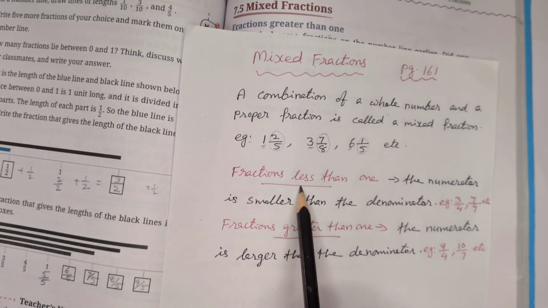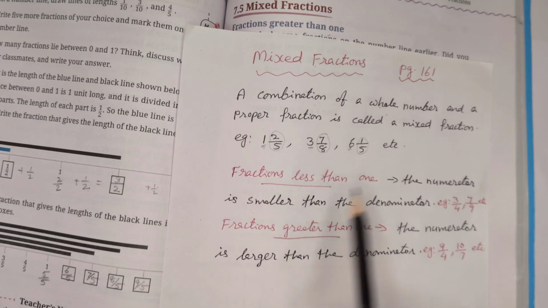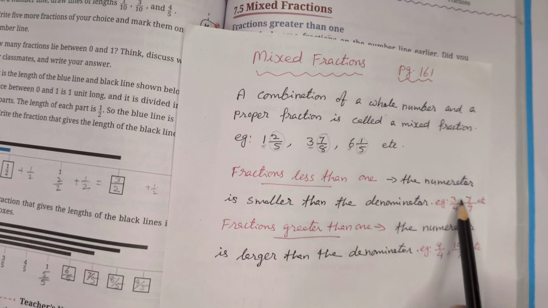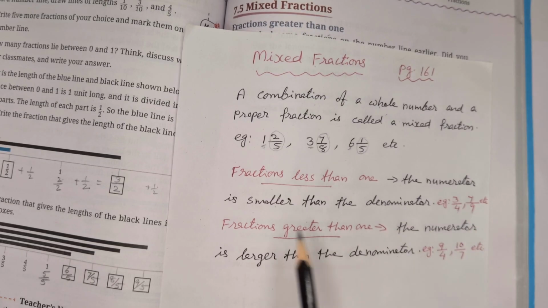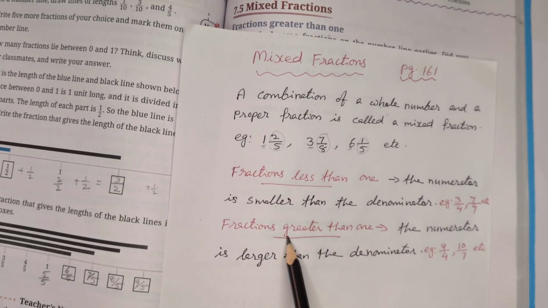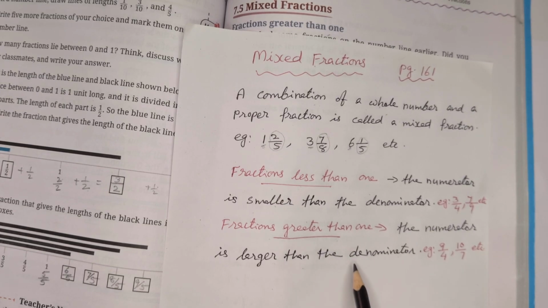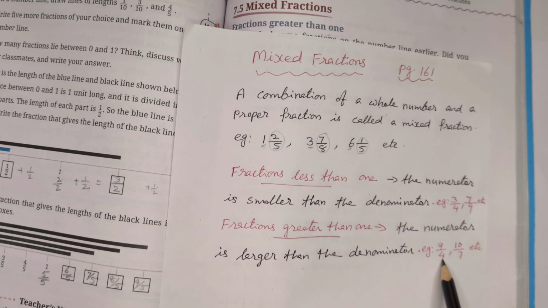Now fractions less than 1 unit, which means we can always see the numerator is smaller than the denominator. Example 3 by 4, 7 by 9, etc. Numerator is smaller than the denominator. At the same time, fractions greater than 1 unit: the numerator will be larger than the denominator. Example 9 by 4, 9 is greater than 4. 10 is greater than 7. So 9 by 4, 10 by 7, etc. Less than 1 unit, and this is greater than 1 unit if the numerator is larger than the denominator.